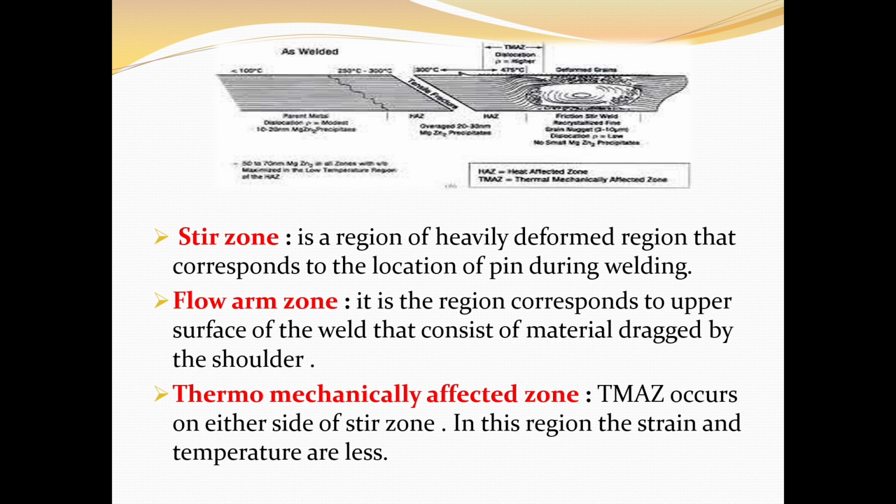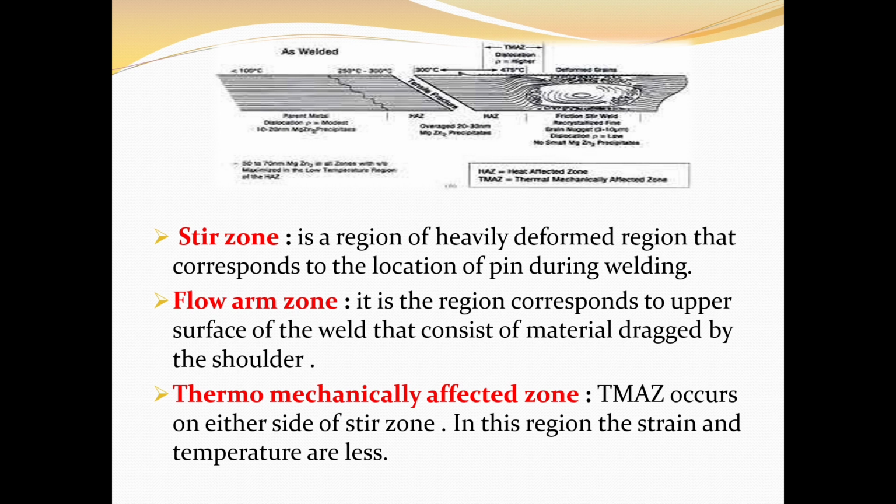Next, flow arm zone. It is a region that corresponds to the upper surface of the weld and consists of material dragged by the shoulder from the retreating side of the weld around the rear of the tool and deposited to the advancing side. Next we go to the thermomechanically affected zone.